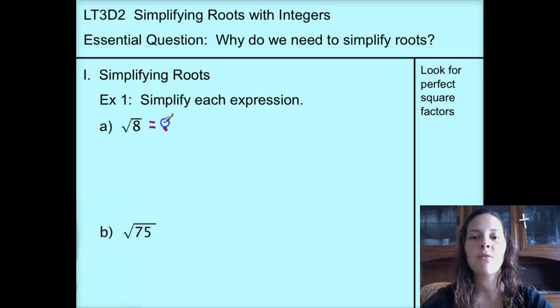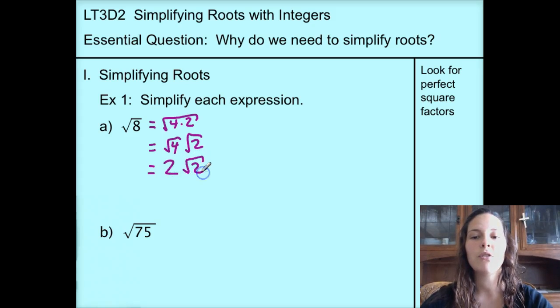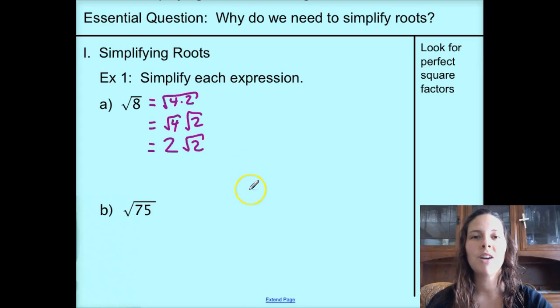So what we're doing is looking for a perfect square factor of 8. We can split 8 up as 4 times 2. Radicals also have a property where as long as it's multiplication or division, this does not work if there's adding or subtracting under the radical sign. But if there's multiplication or division, you can split it up as the square root of 4 times the square root of 2. 4 is a perfect square, so we're going to take the square root of 4, and then we have 2 times the square root of 2. Our radical is in simplest form when there is no longer a perfect square factor under the radical sign.